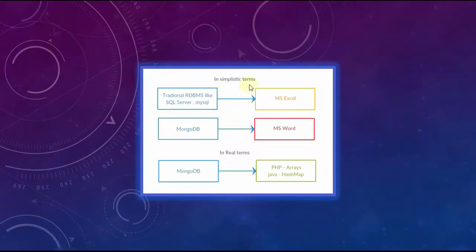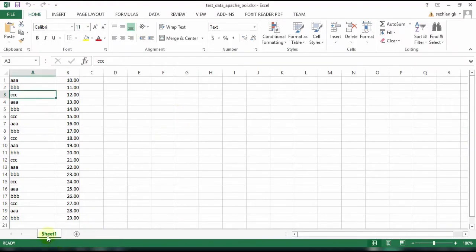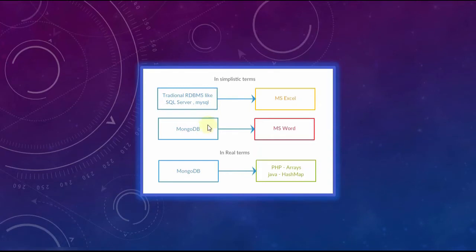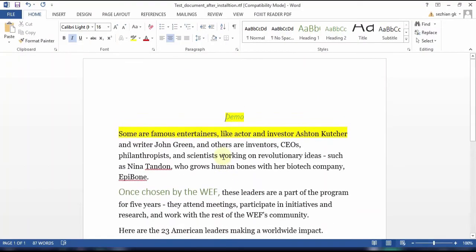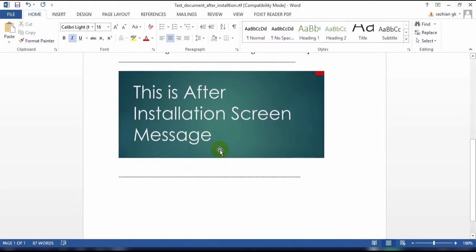In simplistic terms, traditional RDBMS arranges the data in tabular format similar to MS Excel like this. A sheet refers to a table and we have columns and rows of data. Whereas MongoDB is a NoSQL database, it's schemaless. So it arranges data similar to MS Word like this. No schema, no hard defined rules, and structure can be changed at any moment.